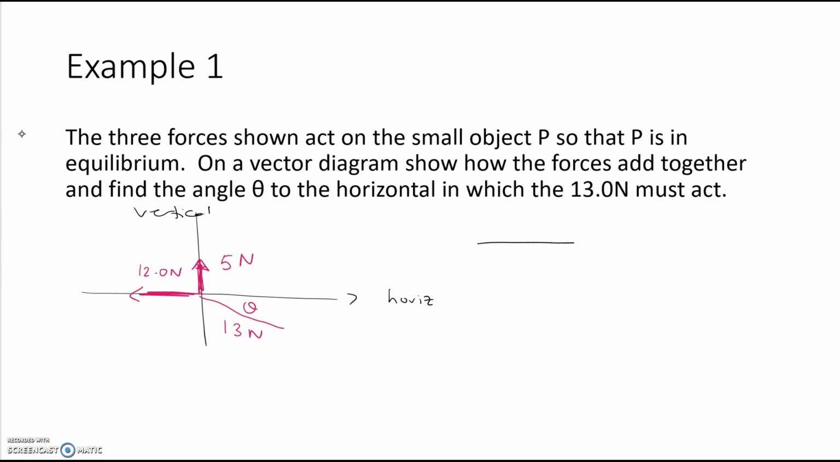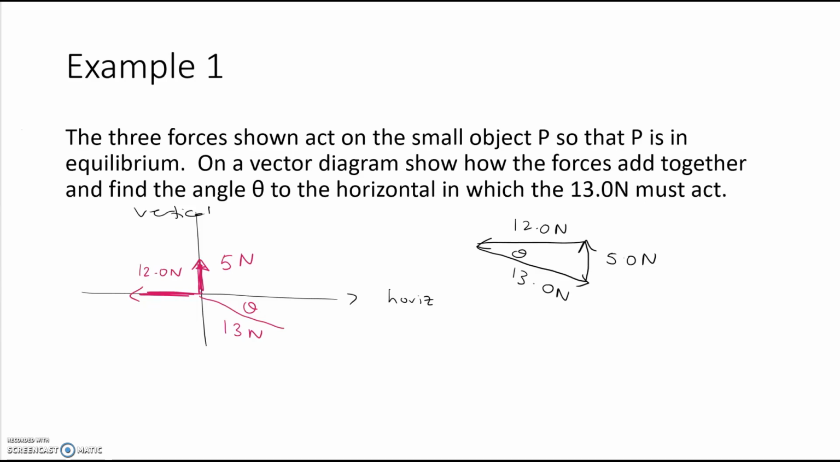So we need to draw that triangle. So we've got 12 newtons that way. We've got 5 newtons that way. And then the connecting one has got to be that one, which is 13 newtons. And there's some angle that we don't know what it is. So we need to find theta.